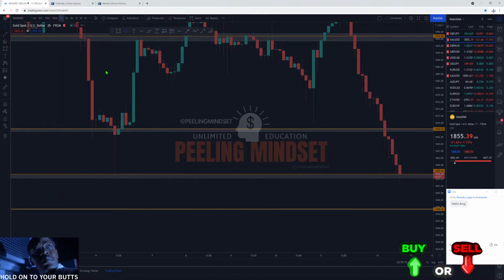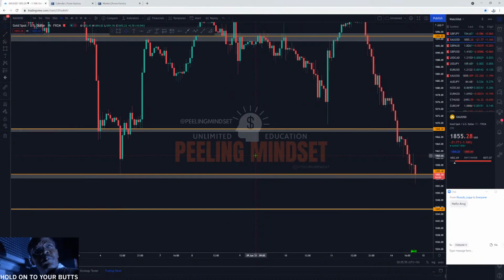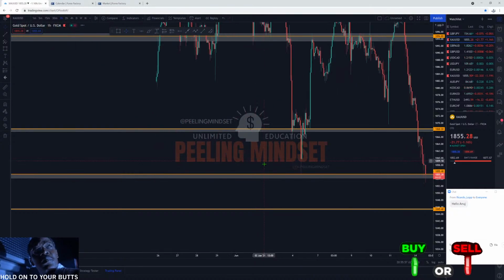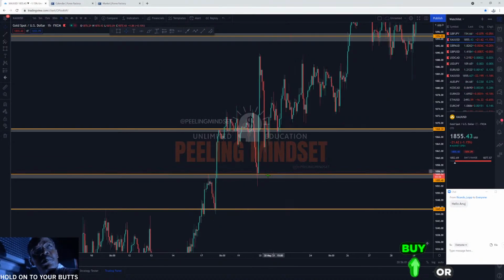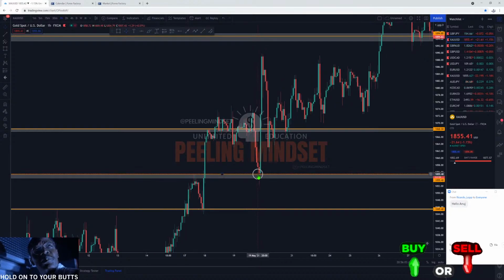Let's look into the 1-hour time frame. I'll go into the 1-hour time frame. Look at this. We are very close to this 1855.40 level. Look at this. From the 1855.40 level, previously we actually rejected that level and started pushing up so heavily. We didn't even head down. We didn't even retrace down once. We just started moving up.